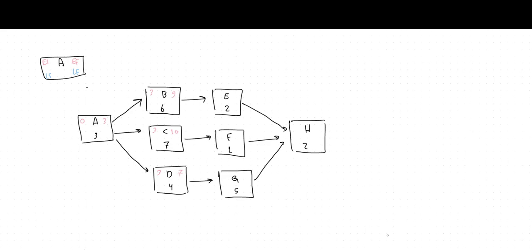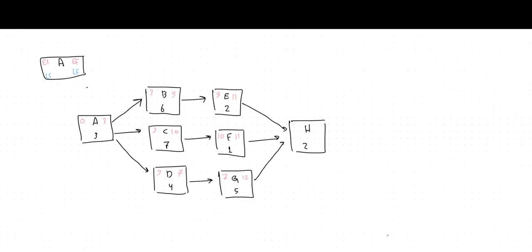Activity E is only connected with activity B, which means it will start after activity B finishes. It means at day number 9, it needs 2 days, so it will finish at day 11. Activity F, in the same way, is connected to activity C. It will start at day 10, needs 1 day, so it will finish at day 11. Activity G is connected with D. It will start after D finishes, that means it will start at day 7. 5 days are needed, so it will finish at day 12.